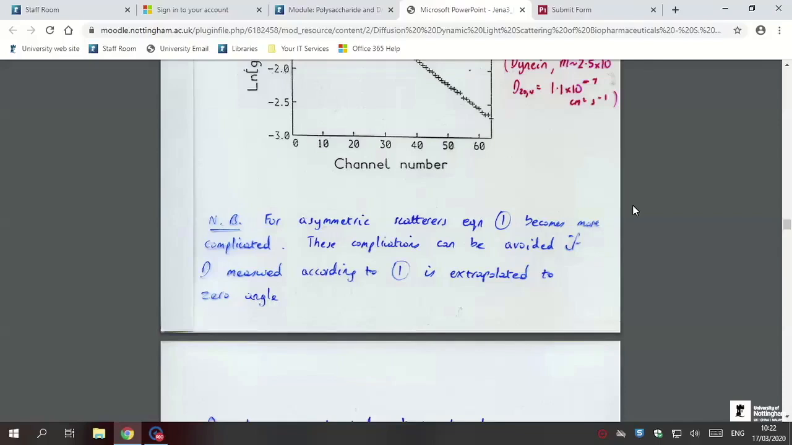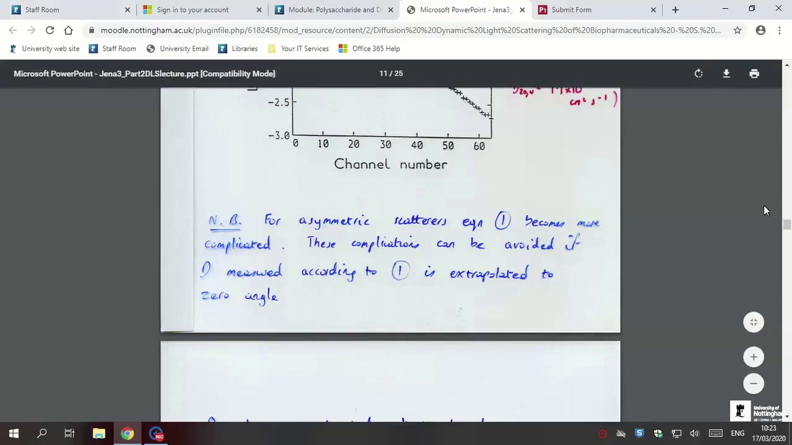What is asymmetric scattering? Something which is an elongated molecule, like myosin or a rod-shaped polysaccharide. You have to be a bit careful with how you interpret the data. It's not that the device is slightly tilted. No.